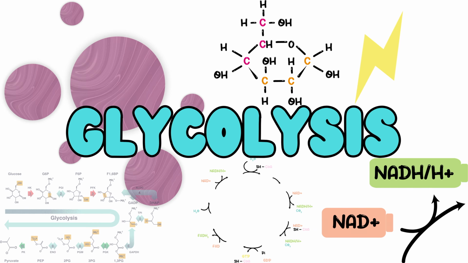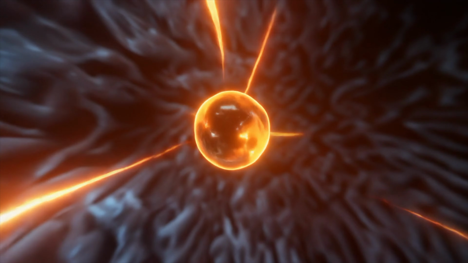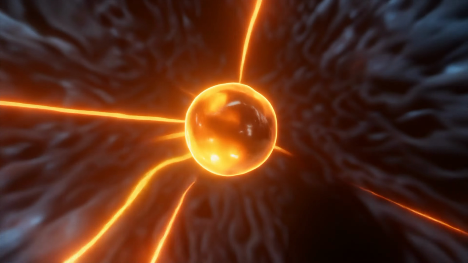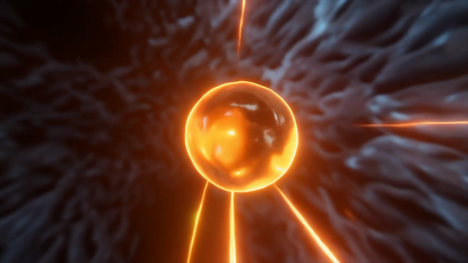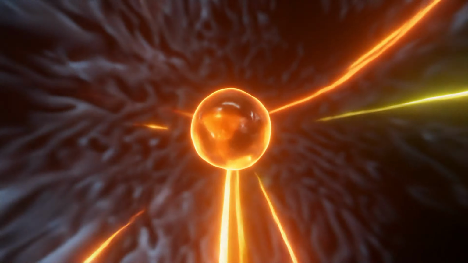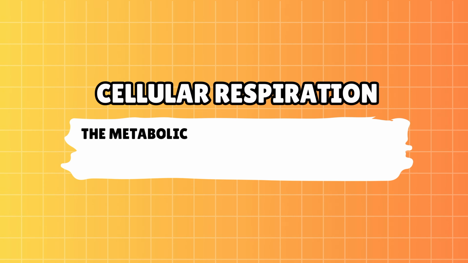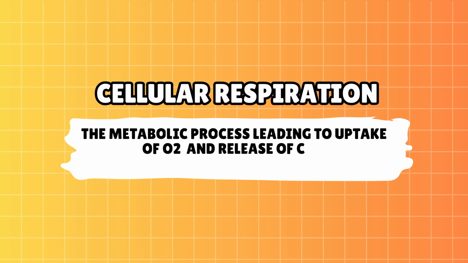In this video, we will be going over glycolysis. Every second inside your body, billions of tiny reactions are turning sugar into energy. But how exactly does this happen? This is all possible because of cellular respiration. Cellular respiration is the metabolic process leading to the uptake of oxygen and releasing CO2, producing ATP. But for this video specifically, we'll be focusing on the first step of cellular respiration, which is glycolysis.